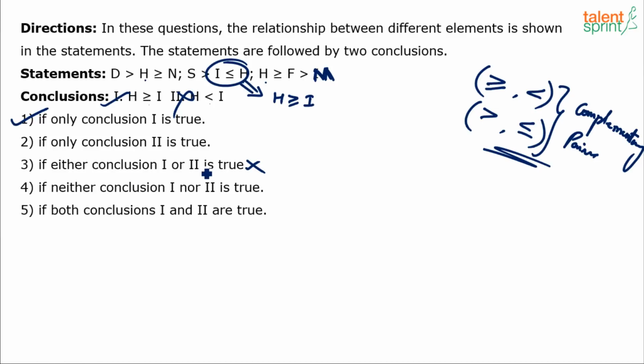Our answer will be either-or, either conclusion 1 or conclusion 2 is true, if we are unable to decide the relationship between H and I. Sometimes it so happens that we are unable to decide the relationship. When you are not able to decide the relationship, then you can say either this will be correct or this will be correct. There is no other possibility. But in this particular case, we are very clearly able to decide the relationship. In fact, the relationship is directly given to us. So how can we say either-or as the answer?